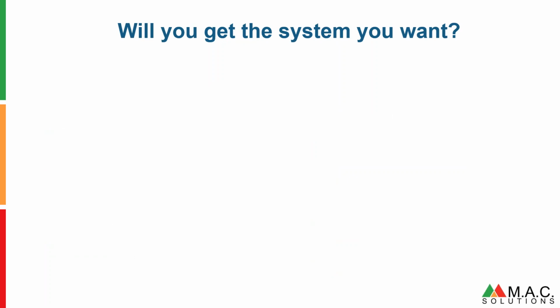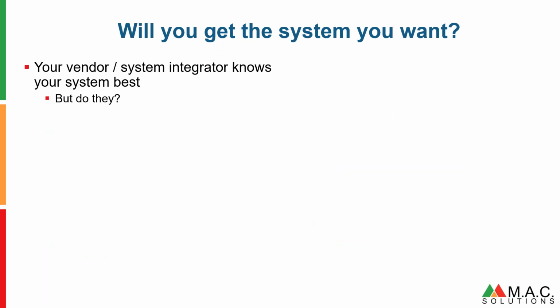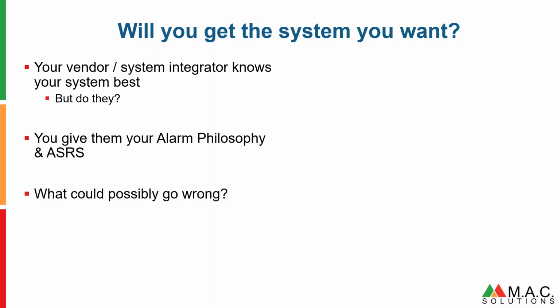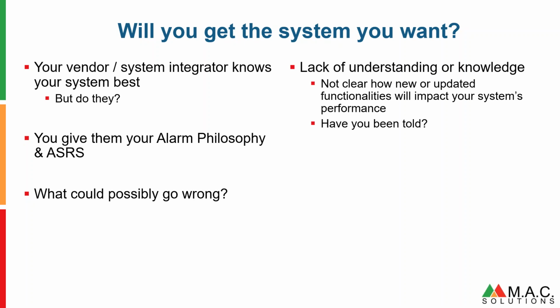Will you get the system that you really want? That's a question you need to ask. Well, of course, your vendor knows the system best. Your system integrator knows the system very well. So they will give you what you're asking for. But do they know the system very well? That's a good question. You've given them your philosophy, your documentation, your ASRS, so everything's great. What could go wrong? They know the system, you tell them what you want, no problem. We should end up with a brilliant system.